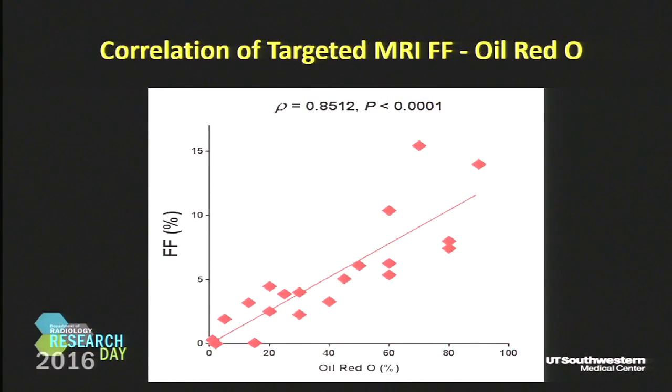Here, each point represents the result from a target ROI on the fat fraction map and its corresponding Oil Red O percentage in fresh tissue samples. The Spearman correlation shows the in vivo fat fraction measurements significantly correlated with Oil Red O staining at histopathology.